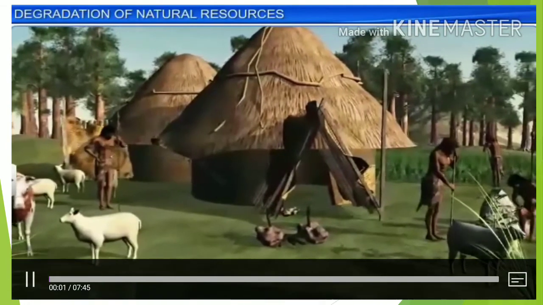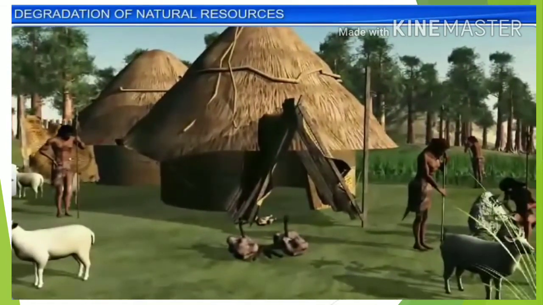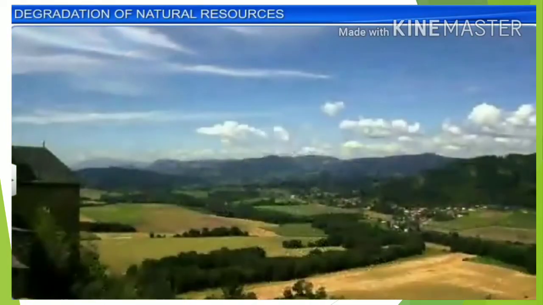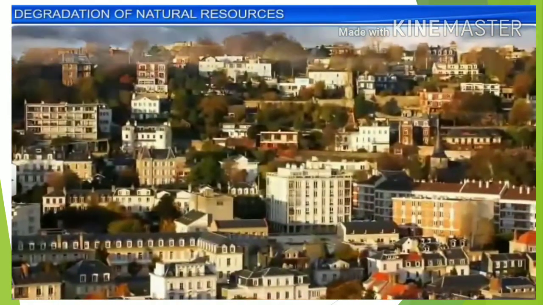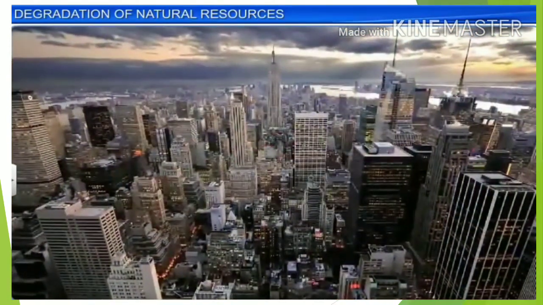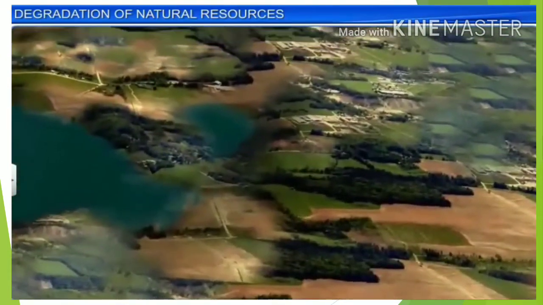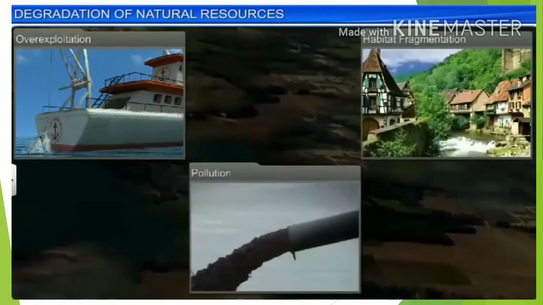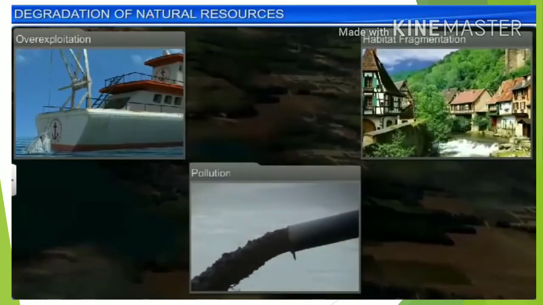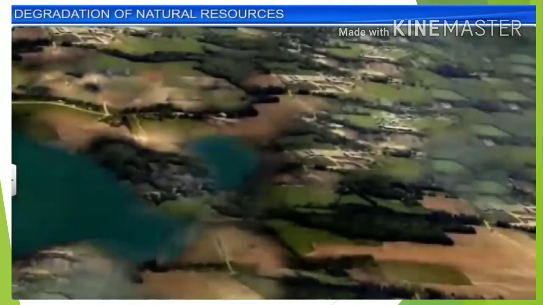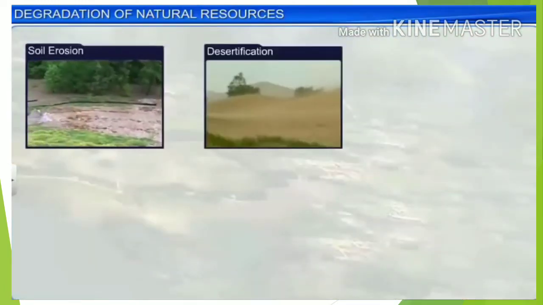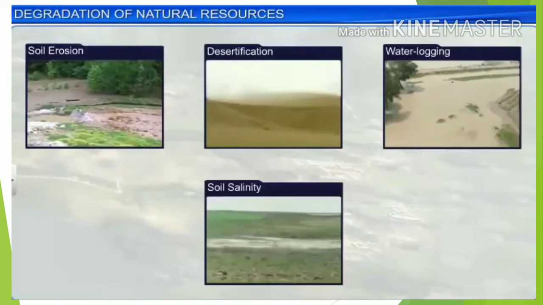In prehistoric times, human beings lived in harmony with nature. But as centuries passed, human needs changed to greed, and soon they started exploiting nature's wealth. Various human activities such as overexploitation, habitat fragmentation, and pollution greatly degraded our natural resources. Apart from these factors, improper resource utilization has caused soil erosion, desertification, waterlogging, and soil salinity.